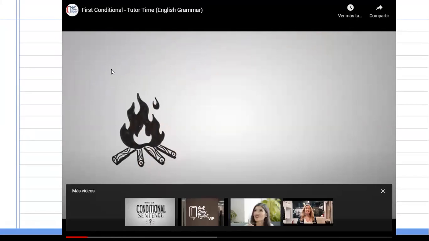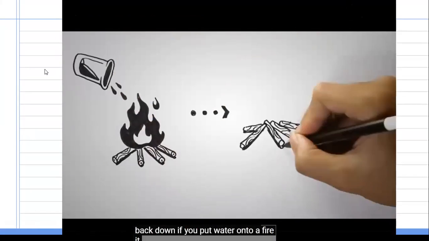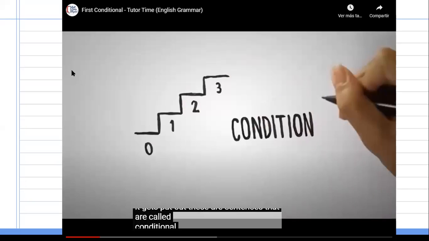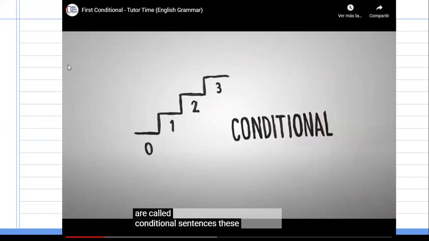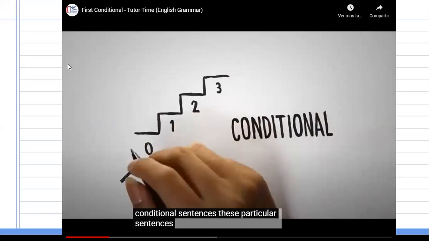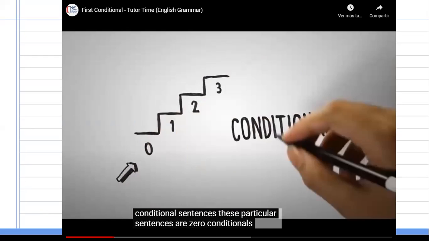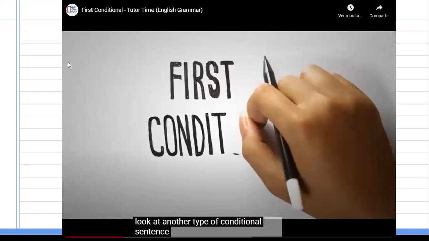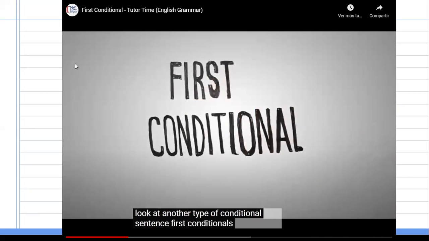Okay, I think that... onto a fire, it gets put out. These are sentences that are called conditional sentences. These particular sentences are zero conditionals. Let's look at another type of conditional sentence. Conditional number one. First conditionals.